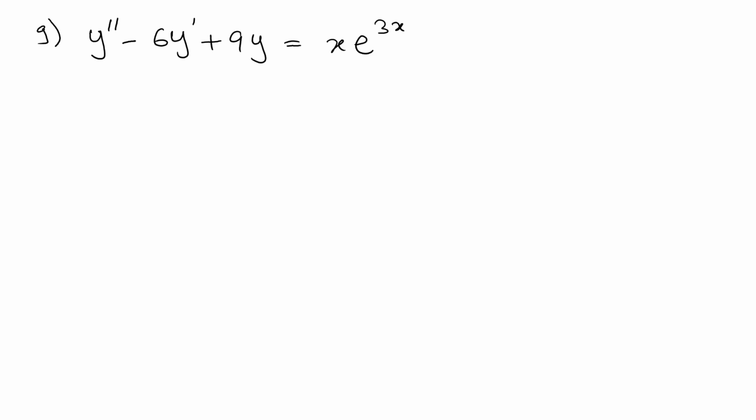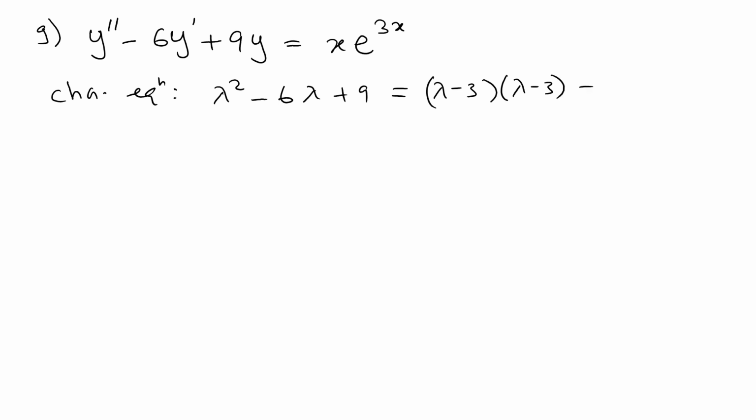So let's look at a little more challenging one. Let's say we have y double prime minus 6y prime plus 9y equals x e to the 3x. So you see we have a different homogeneous part now. If you look at the characteristic equation, it is lambda squared minus 6 lambda plus 9, and we know how to factor this one. So the factors are lambda minus 3 and lambda minus 3. So that means it is lambda minus 3 squared.